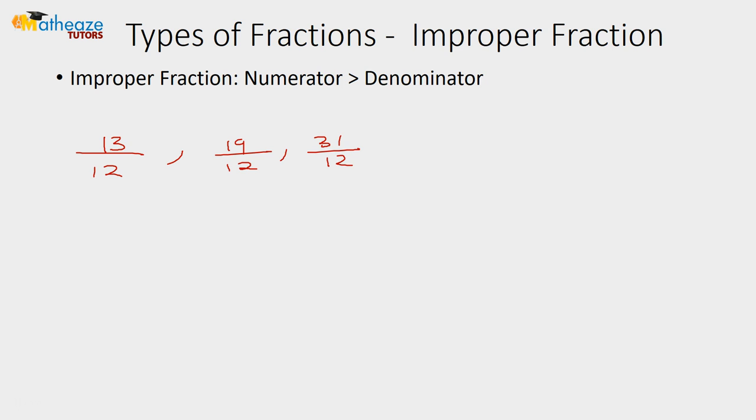And one final example here, 18. So anything that is greater than 18. So let's start off with 21. We got 39 and 75. So that's your improper fraction.